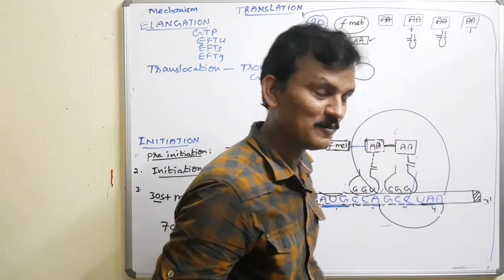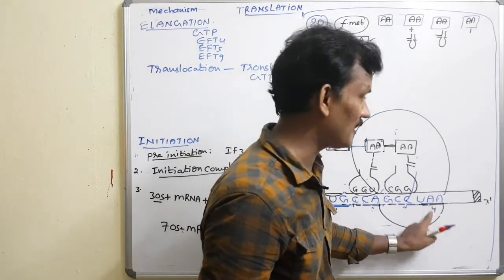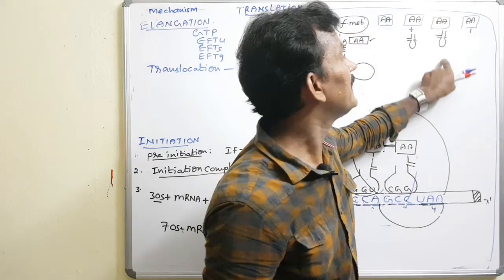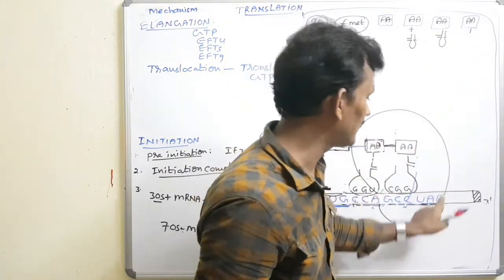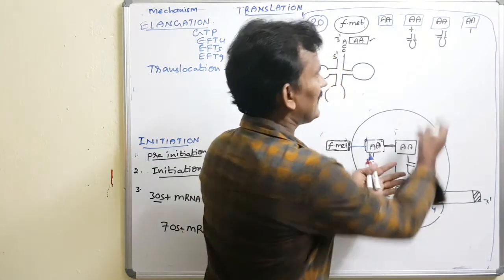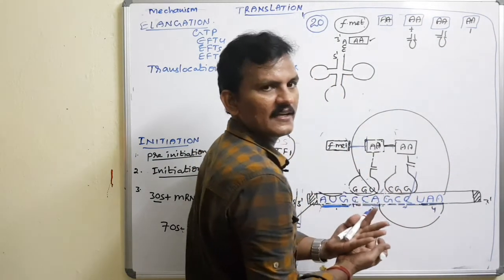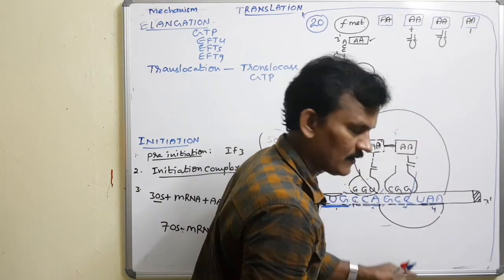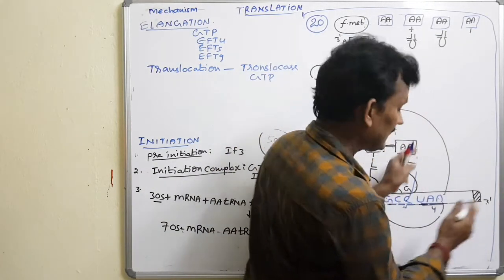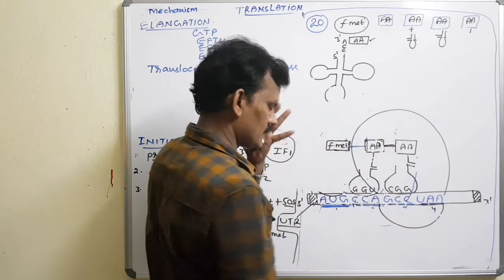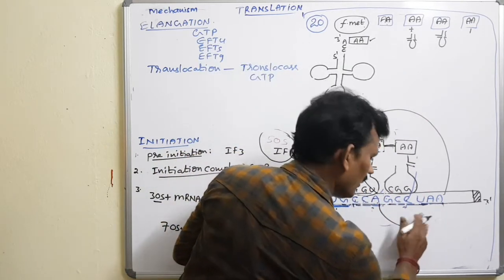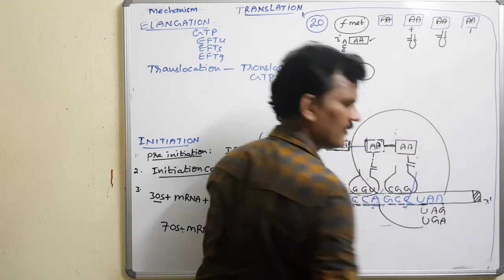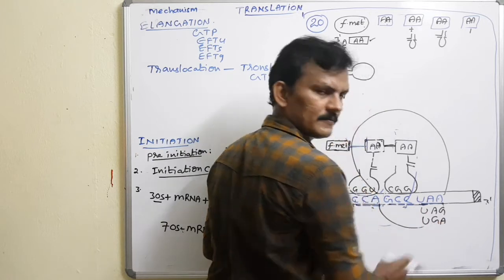UAA is nothing but a stop codon. A stop codon does not code for any amino acid, so there is no activated tRNA related to the stop codon. Nothing is brought by the tRNA, and that is the reason this process stops. The translocation continues until the stop codon comes. Stop codons may be UAA or UAG or UGA. These three are considered stop codons.